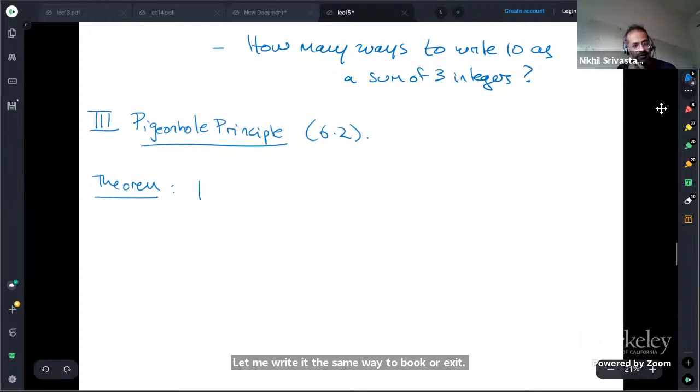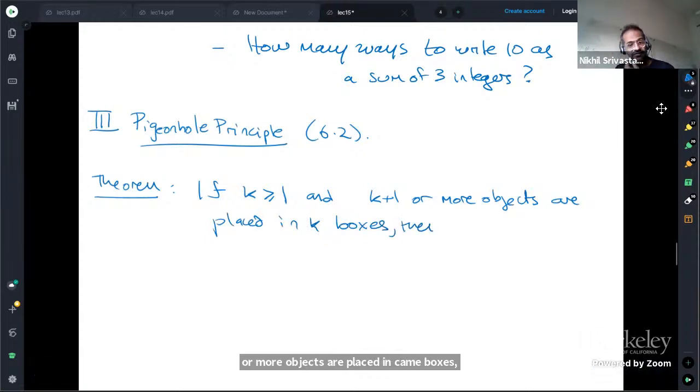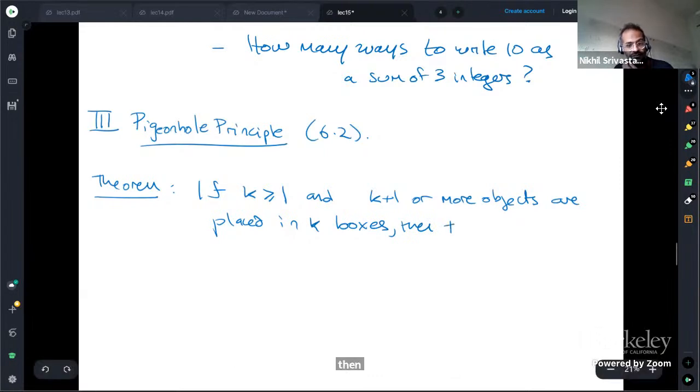So if k is a positive integer and k plus 1 or more objects are placed in k boxes, then there is a box that has 2 or more objects.